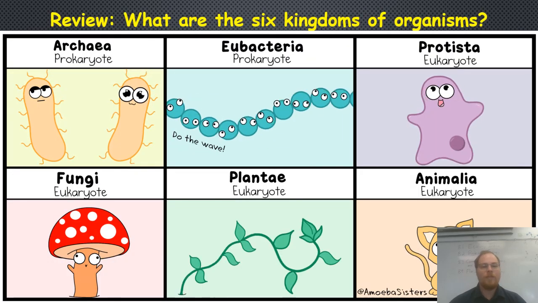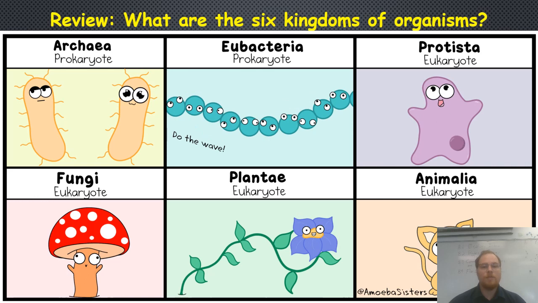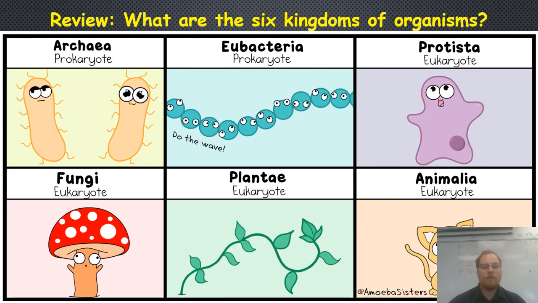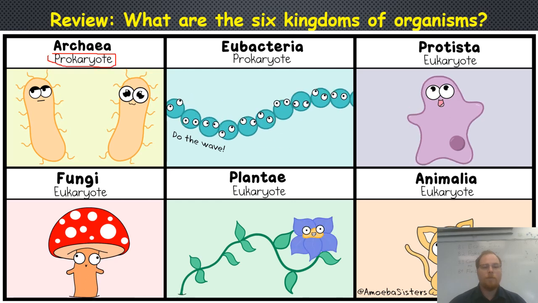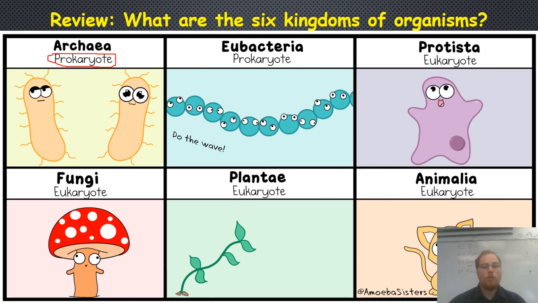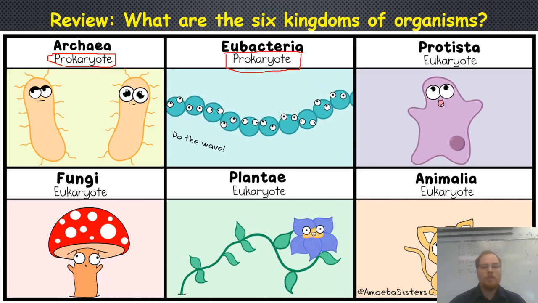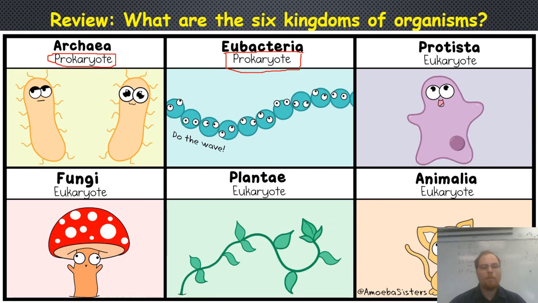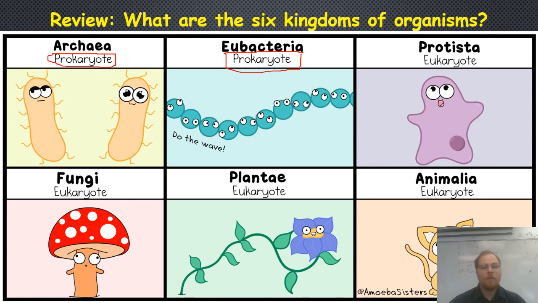Now, before we really dive into ecology, we really should review what are the 6 kingdoms of organisms. First, you have archaea, which is going to be a prokaryote. Those are basically any kind of bacteria, germs, all that kind of stuff. Eubacteria, which is a prokaryote too, are things that you see in extreme environments like black smoker vents or hot springs or anything like that.